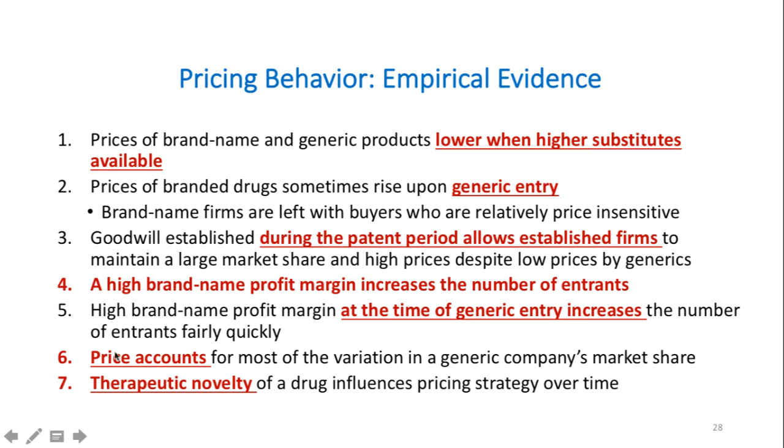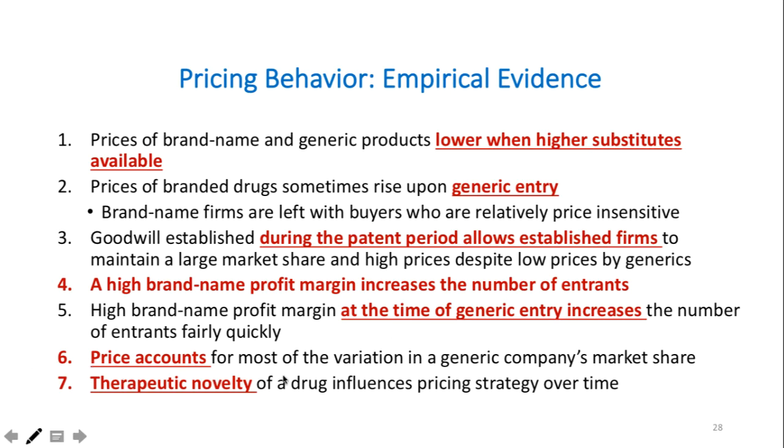Even if there is a high brand name profit margin, at the time of the generic entry the number of entrants increases very quickly at the time of the expiration of the patent. Again, this profit is a good signal of how many firms enter the market, up to the point the economic profit is equal to zero.